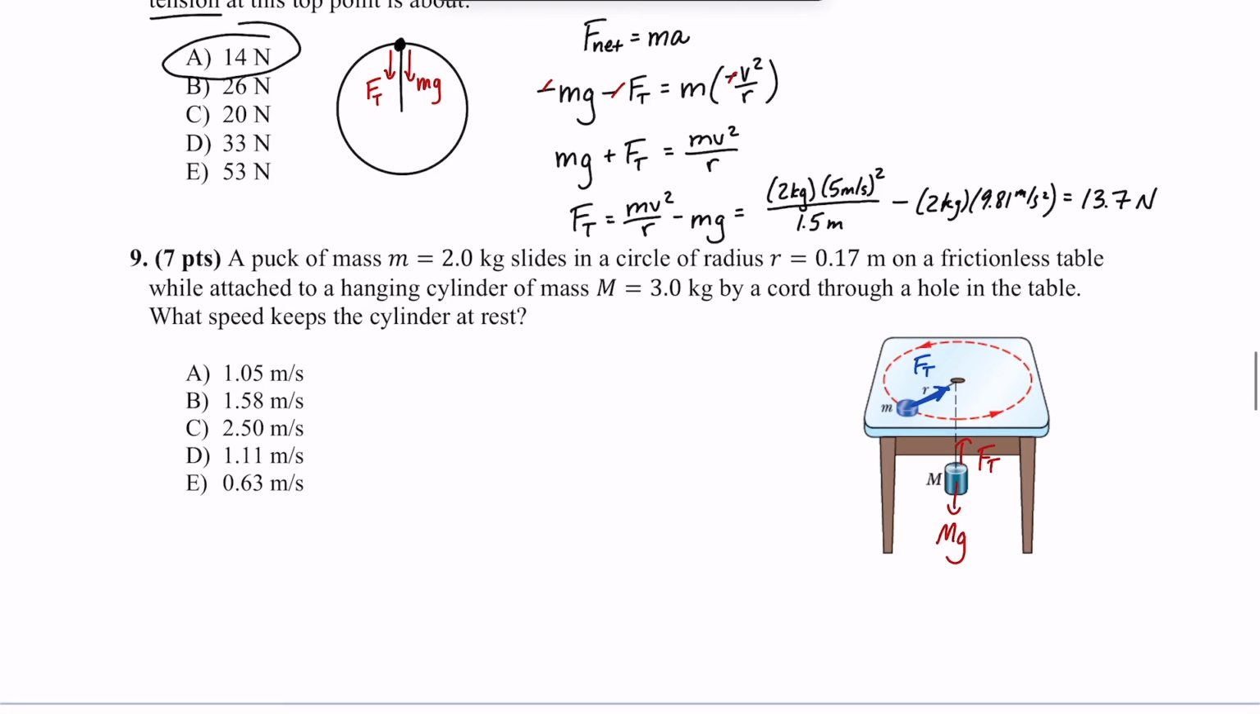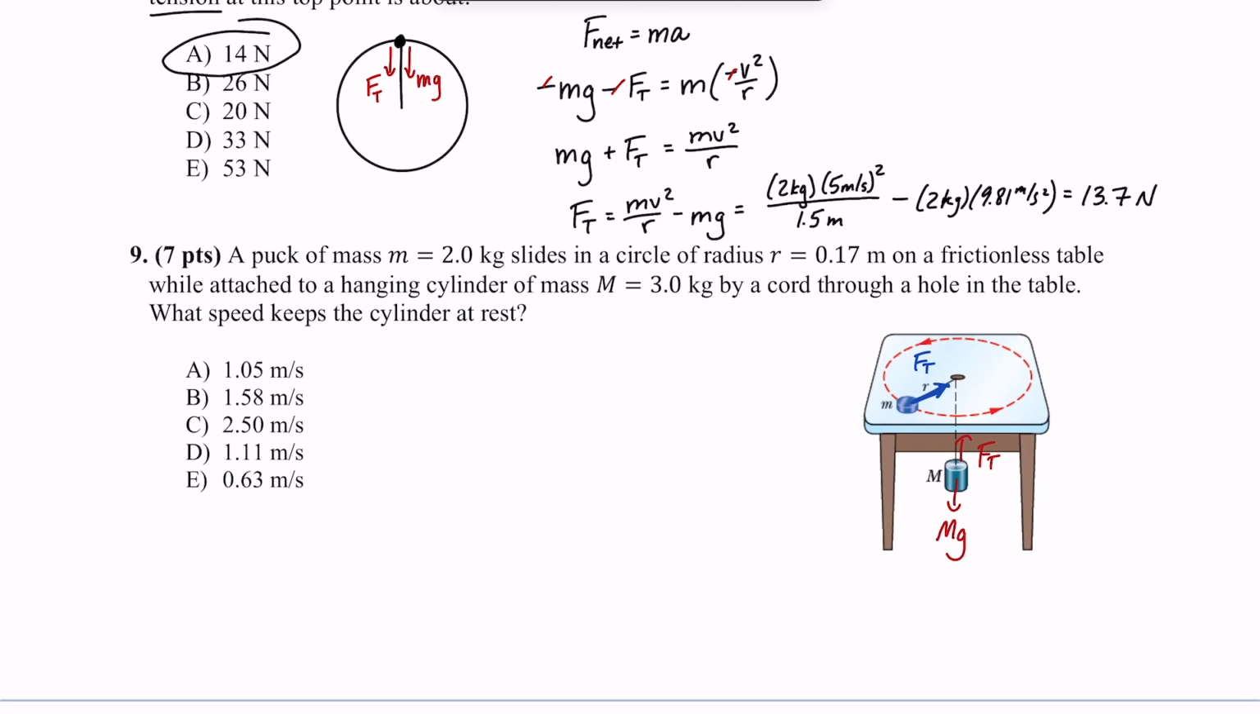So now that I have my free body diagrams, I can write Newton's second law for each of these. So for the puck, the only force present is tension, and because it's moving in a circle, I can use the centripetal acceleration. For the cylinder, it's at rest, so the tension force minus the force due to gravity on it will be equal to 0.